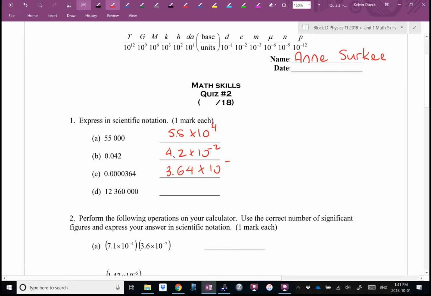3.64 times 10 to the negative, this one I have to count, 1, 2, 3, 4, is it negative 5? Okay. 1.236 times 10 to the 1, 2, 3, 4, 5, 6, I'm pretty sure it's 7, all or nothing. 1 mark for each of those, so that little section's out of 4.